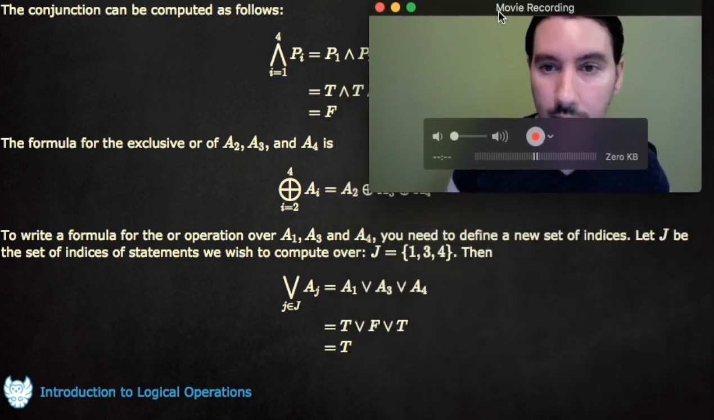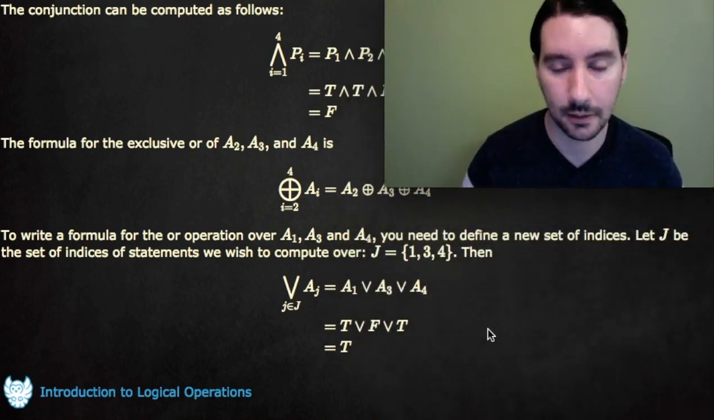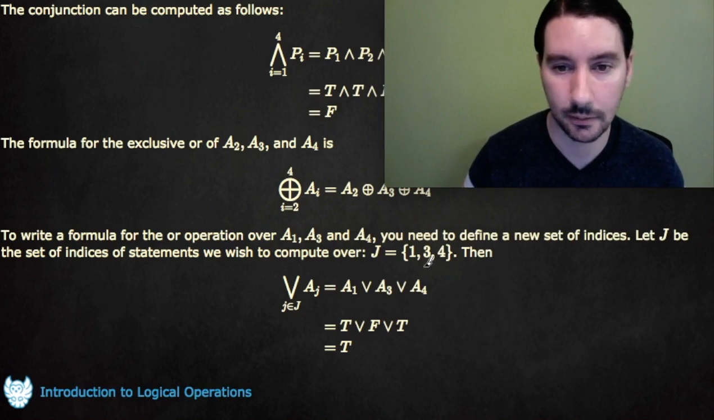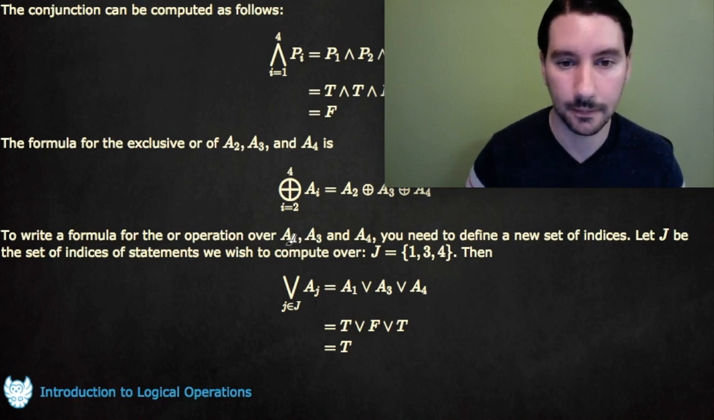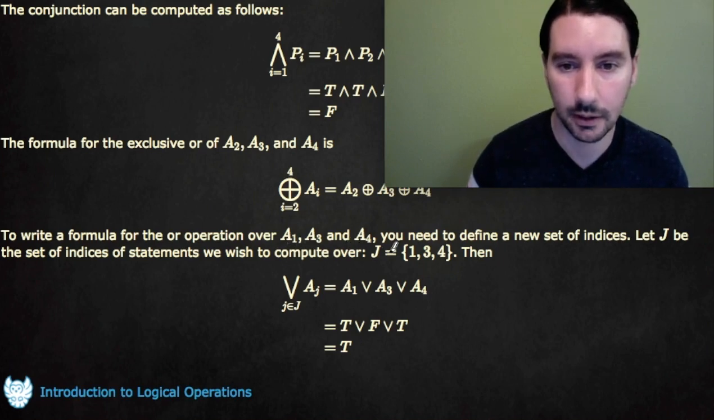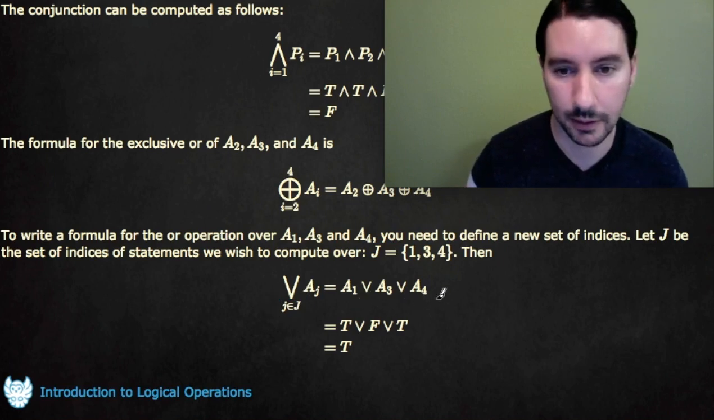And if we want to take an operation over some subset of the index set, we could let J be that subset. So say I want to take the OR operation, the disjunction of A1, A3, and A4. I could say J is 1, 3, 4, and take the disjunction over J in J of the AJ, which means A1 or A3 or A4. So that skips over 2, rather than writing J equals 1 to 4. And this is true or false or true, which is true, because there's at least one true.